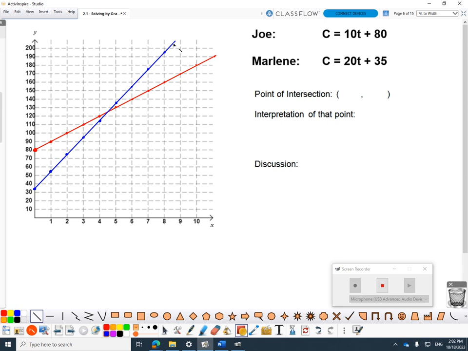Something fascinating happens here. Maybe you're not fascinated. Look where the point of intersection is.